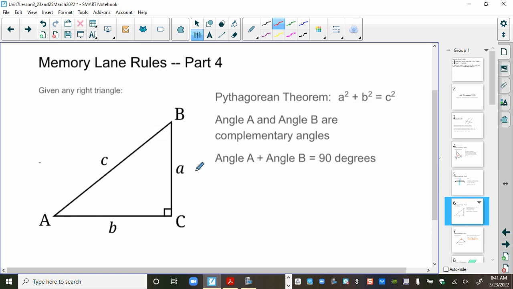Right angle. It's part of a right triangle. Pythagorean theorem. And that's going to be important when we deal with especially rectangles and squares. The rules involving a rectangle and a square: these corners are going to be 90 degrees.